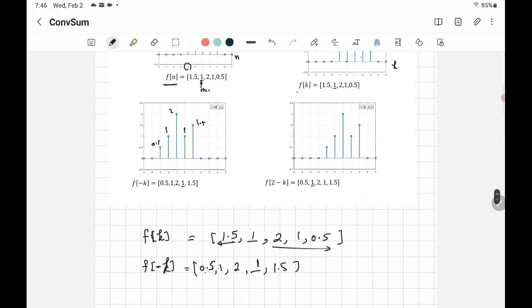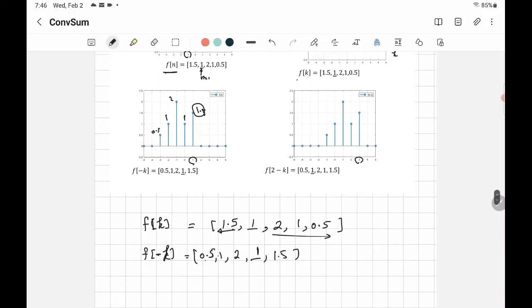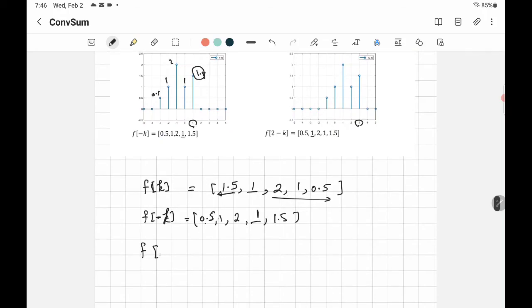So you add 2 towards the right. What does it mean? For example, the 1.5 happened at n equal 1. Now, if you add 2, it will happen at n equal 3. So you move it 2 to the right. So f of 2 minus k equals this. When you move it 2 units, what happened? It's very important: always look for n equals 0. At n equals 0, the value is 1. The 0 will move to 2, right?